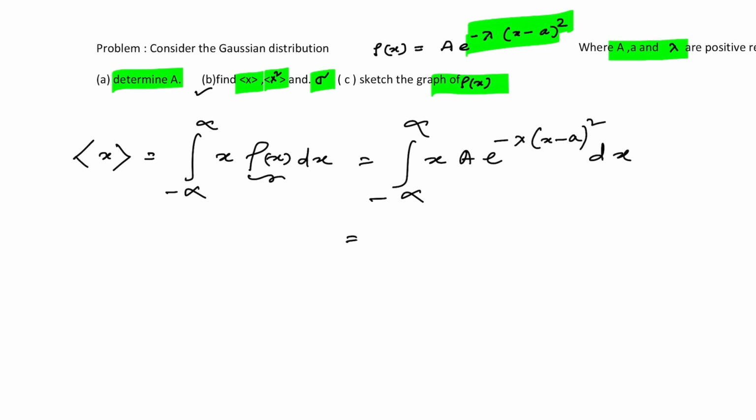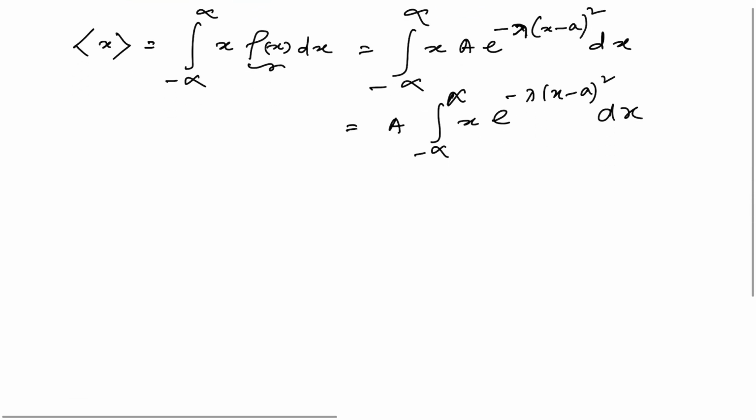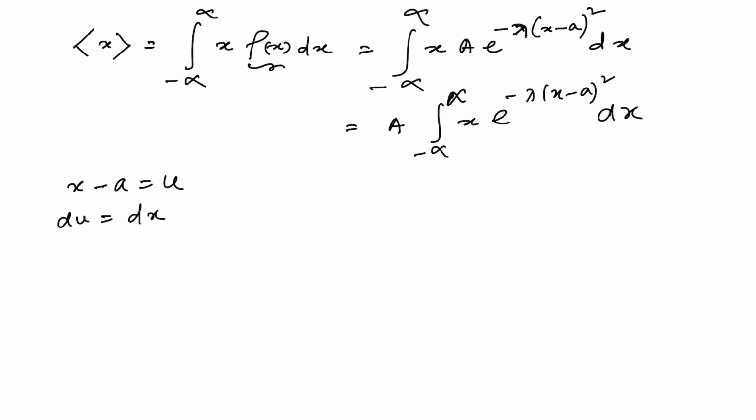So that implies a outside, the integral from minus infinity to plus infinity of x times gamma e to the power minus gamma (x minus a) whole square dx. Now here also we are going to substitute x minus a equal to u. So then du is equal to dx.